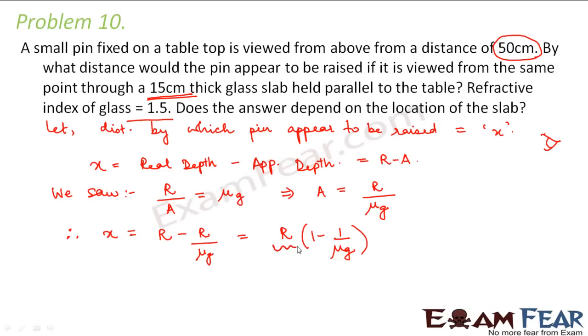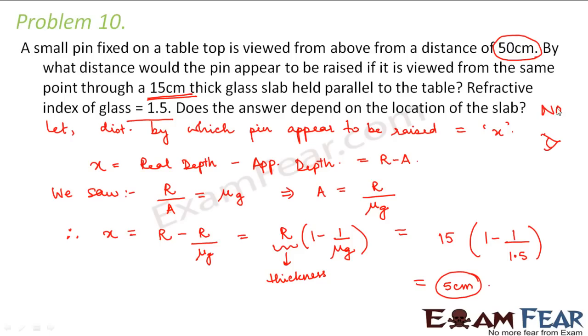So here R is nothing but the thickness of the slab which is introduced. The thickness of the slab here is 15 centimeters, and this is 1 minus 1 by mu g, that is 1.5. So this comes out to be 5 centimeters. That means this object appears to be raised by 5 centimeters. Does the answer depend on the location of the slab? No.